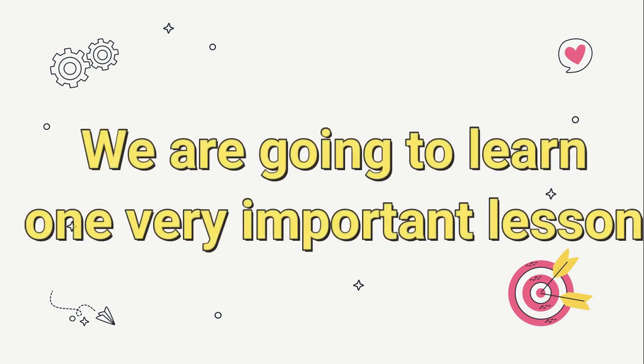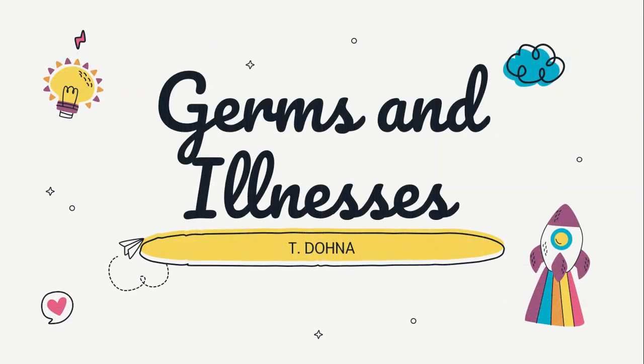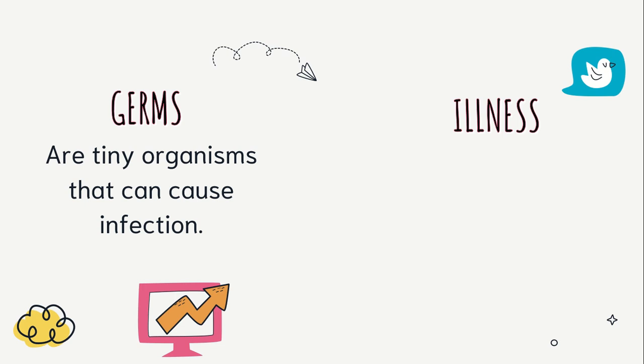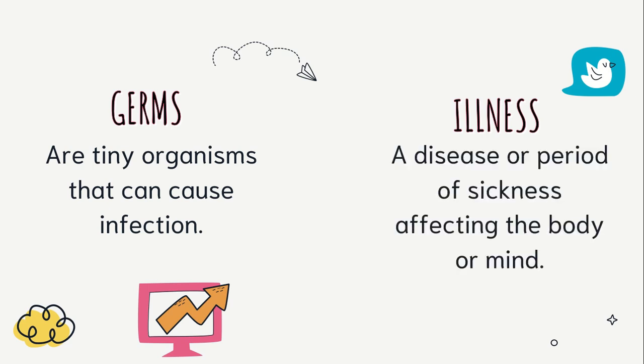So this time, we are going to learn one very important lesson that is very relevant for us today. Our topic is all about germs and illnesses. But before that, we will have to talk first about germs and illnesses. Germs are tiny organisms that can cause infections. We cannot see the germs. Germs are very tiny organisms. And illness is the result of the germs that come into our body. So it's sickness affecting the mind or the body.